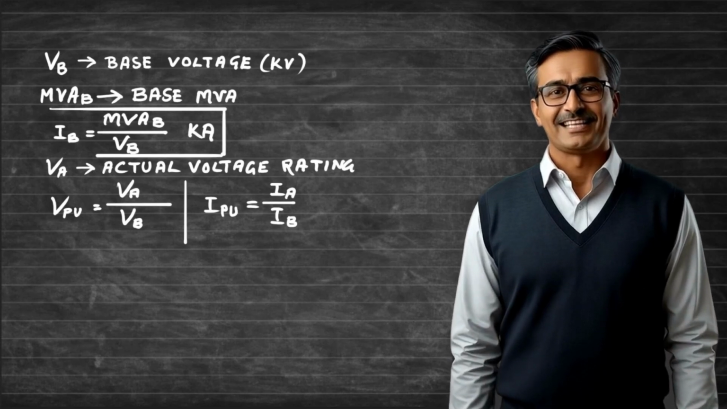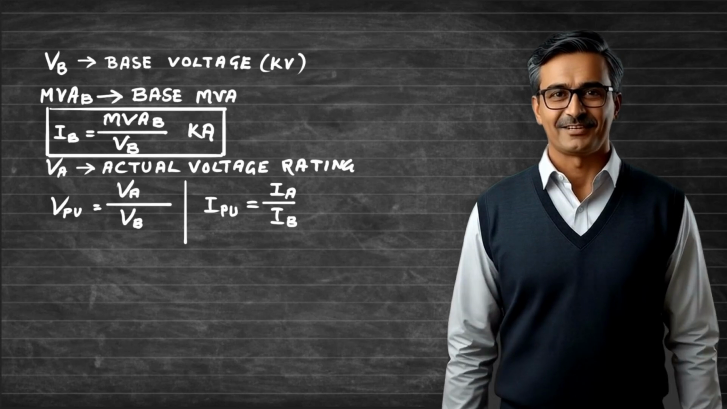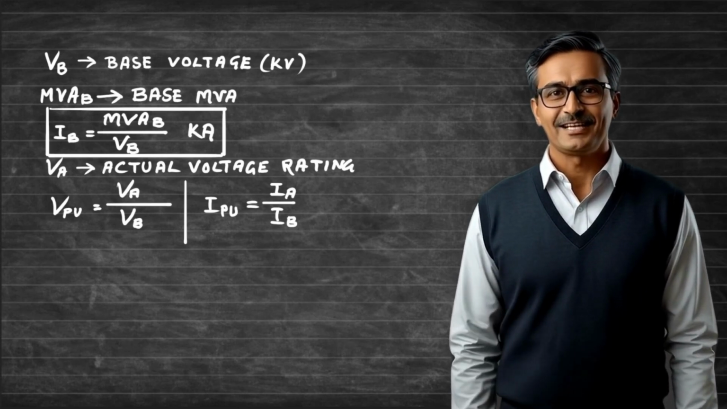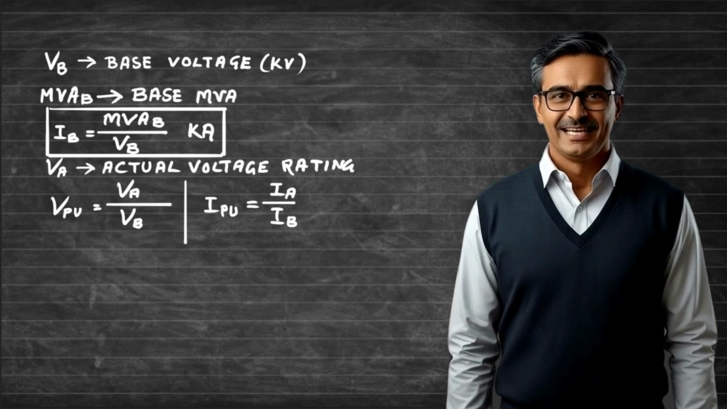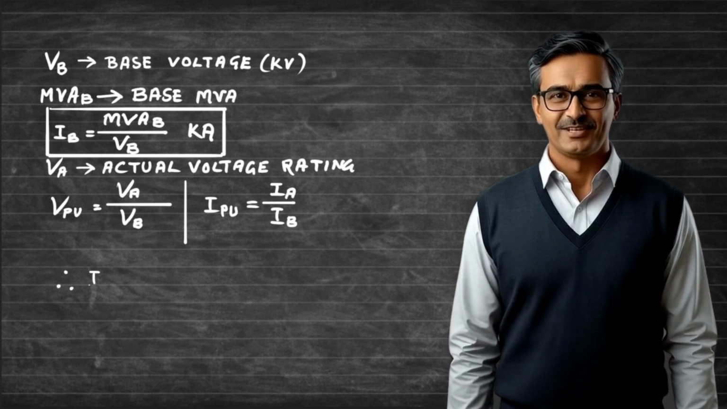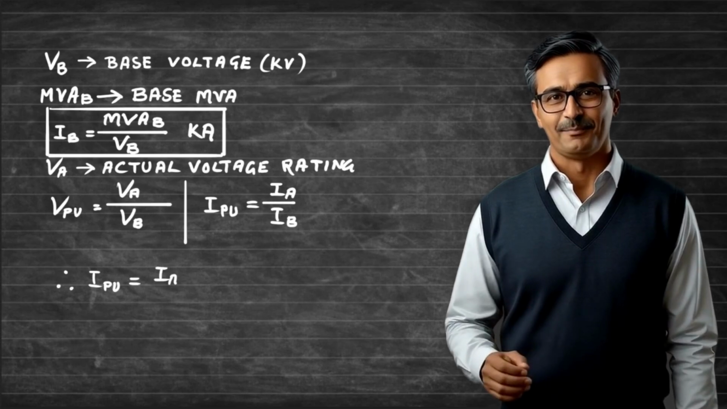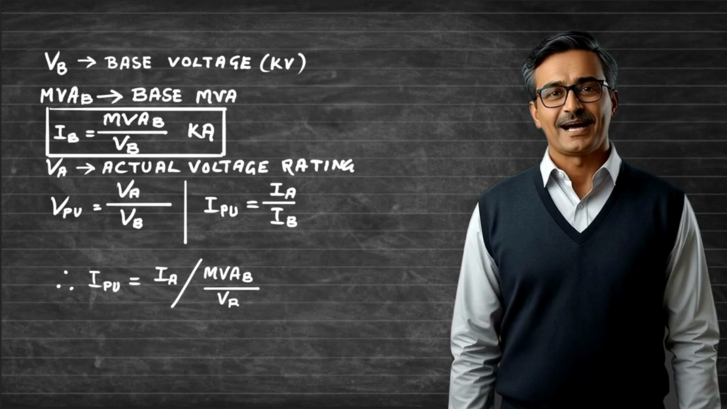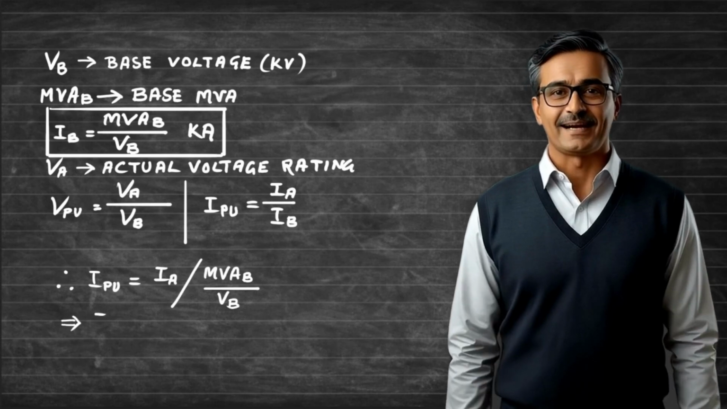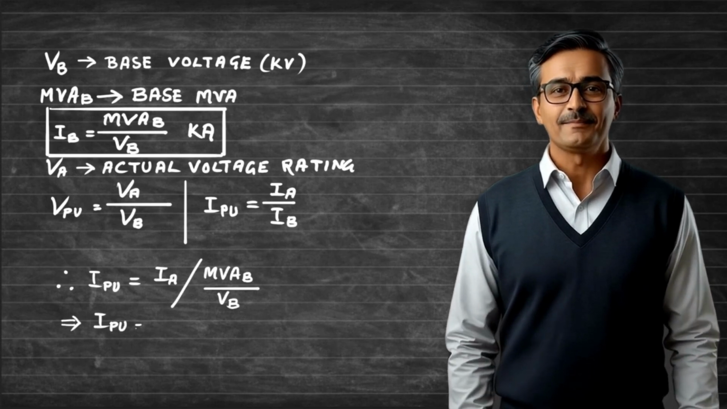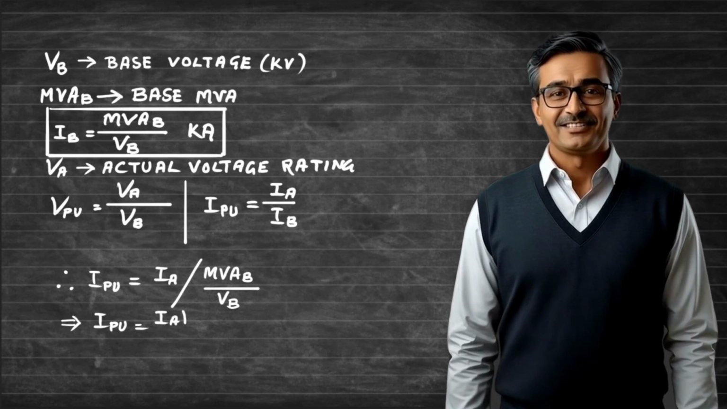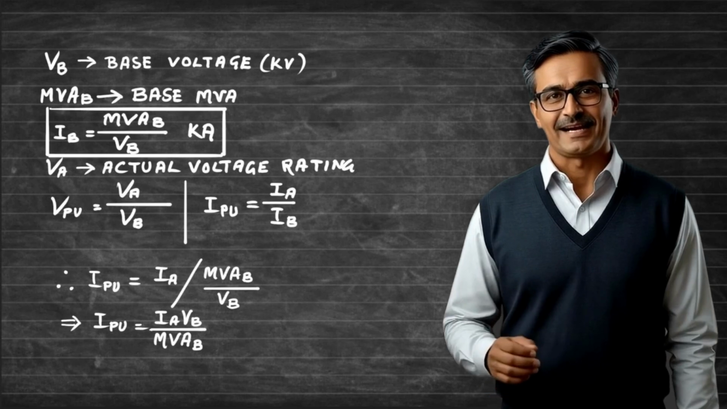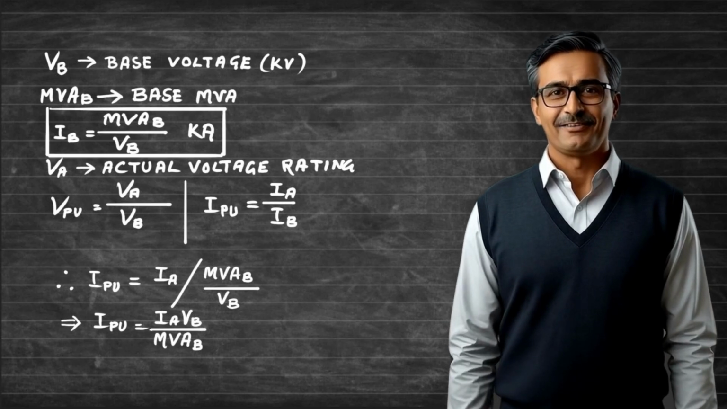We know that I_B equals MVA_B divided by V_B, because MVA_B divided by V_B is the base current, which we have calculated just now in kiloampere. Therefore, I per unit equals I_A divided by MVA_B divided by V_B. This can be written as I_PU equals I_A multiplied by V_B divided by MVA_B.